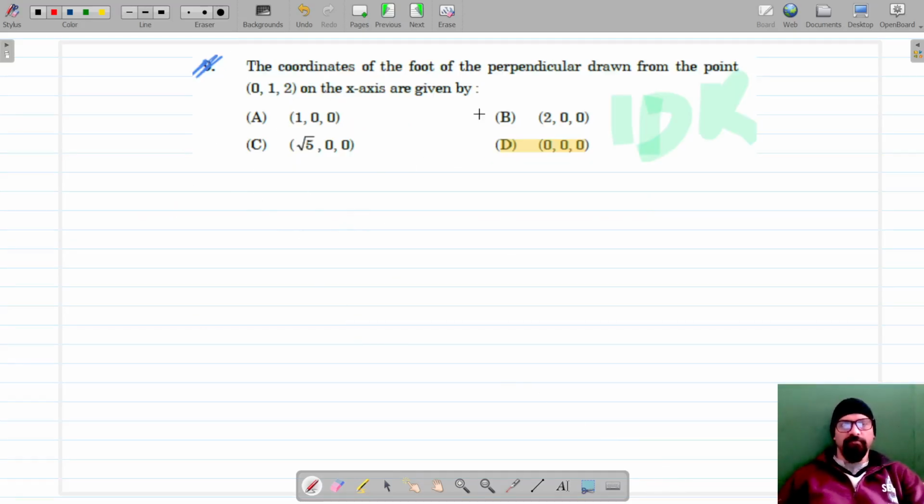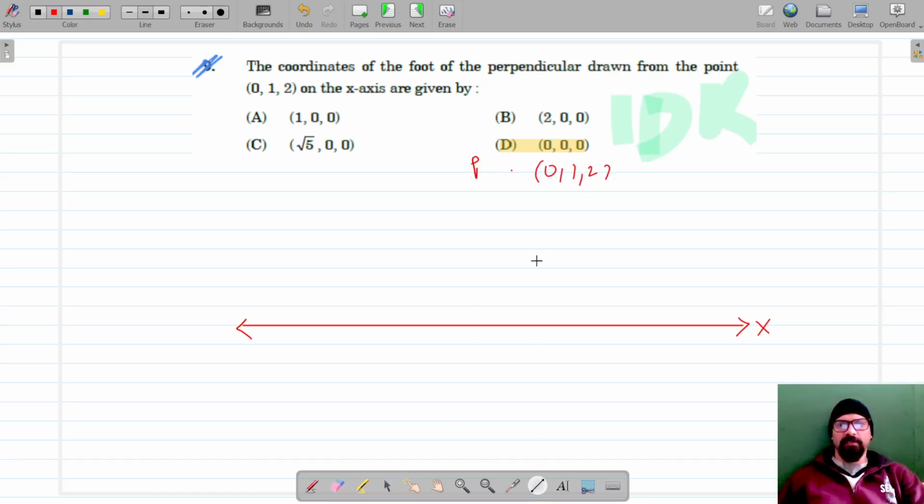Okay, for question number 9, we have to find the coordinates of the foot of the perpendicular drawn from the point (0, 1, 2) on the x-axis. And let's say this is the x-axis, and let this be the point P, which is (0, 1, 2). Let's draw a perpendicular from this point P, and let Q be the foot of the perpendicular. Because this foot is on the x-axis, its coordinates are (a, 0, 0). Now we have to find the coordinates of the foot of the perpendicular, that is, we have to find the value of a.